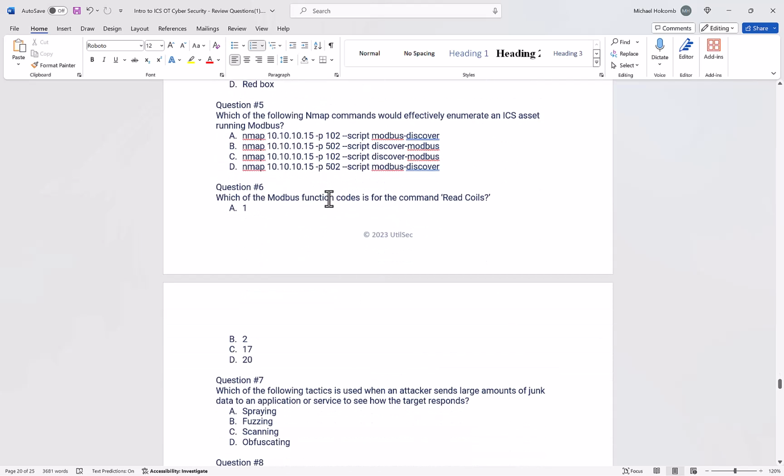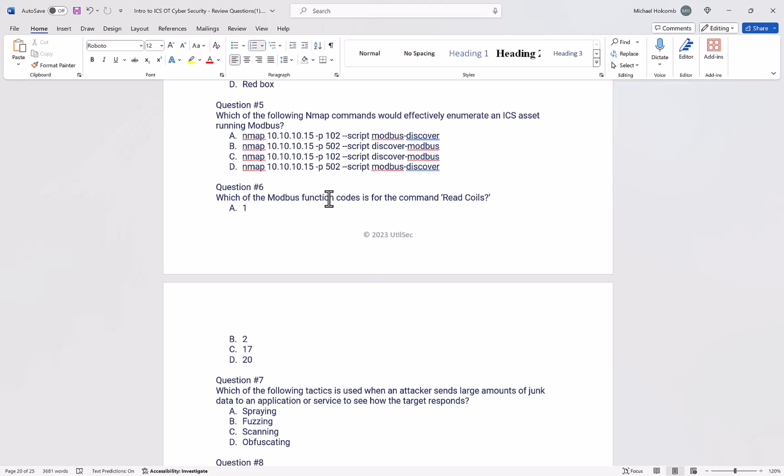Question number 5, which of the following Nmap commands would effectively enumerate an ICS asset running Modbus? So remember, Modbus runs on port 502, so that's one of the things we're going to start looking for. When you look at the structure, you can see Nmap and then the IP address of what we're targeting, and the next thing we specify is, of course, the port. So we see port 502 is for Modbus, 102 is for S7, the Siemens protocol.